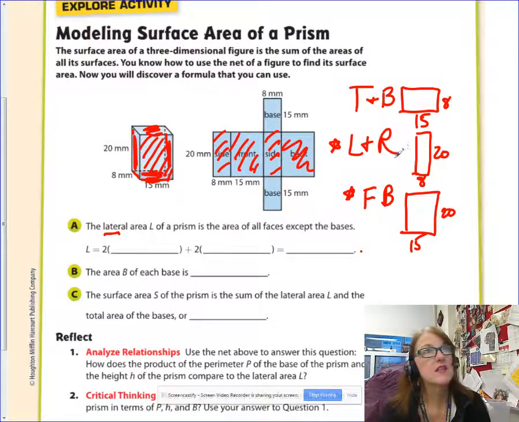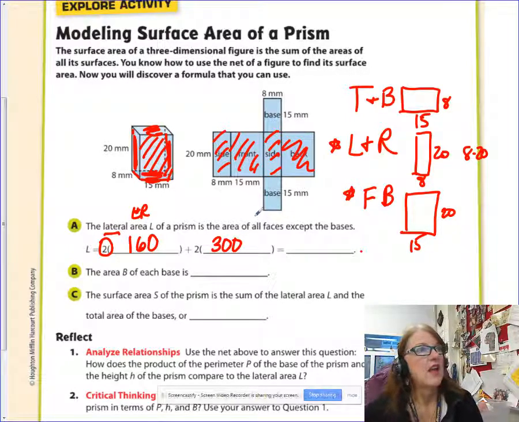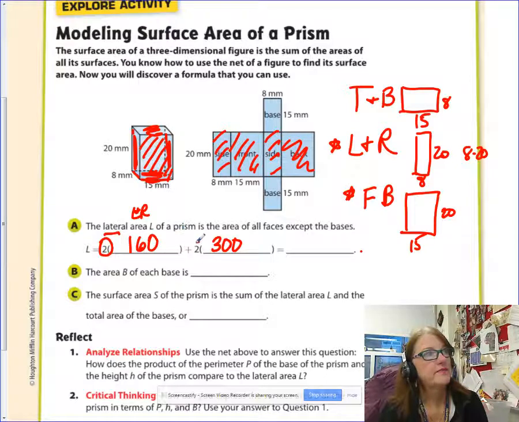One of these left and right sides is 8 by 20. 8 times 20 is 160 square millimeters. So we've got 2 of those, all right, because that's your left and your right side right there, left and right. That's why they put a big old 2. Next, you have the front and the back. Those are the ones that are 15 by 20. So if you take 15 times 20, that gives you 300. And we have 2 of those.